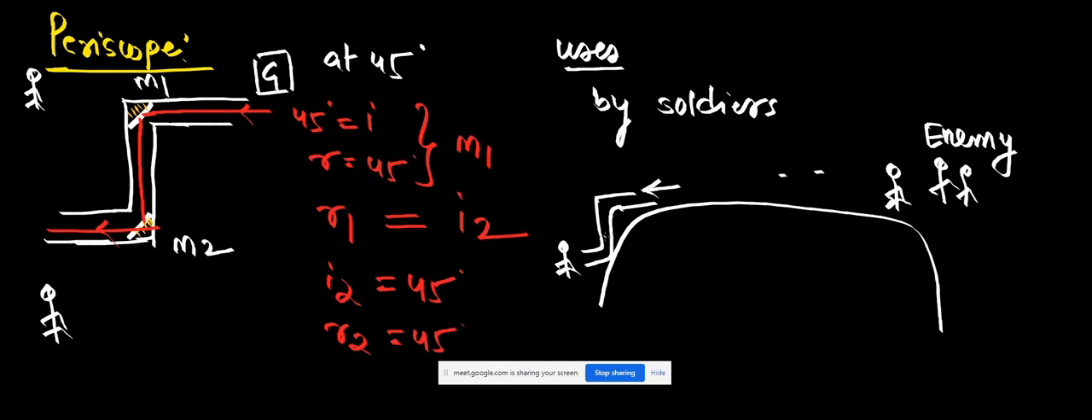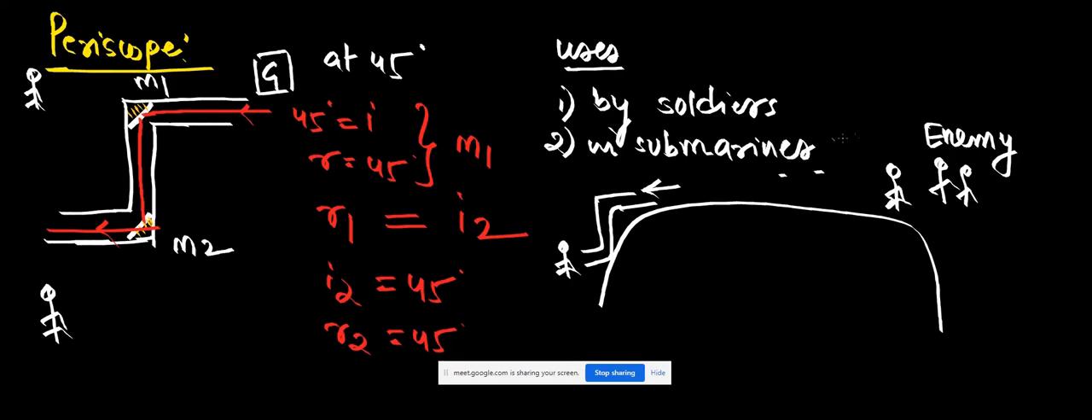Submarines are also the same case, because a submarine is traveling inside the ocean. If any other ships are coming on the surface of the ocean, and there is any possibility of collision, how do they observe? With the help of the periscope. The same thing. So this is how it is used by soldiers and also used in submarines.